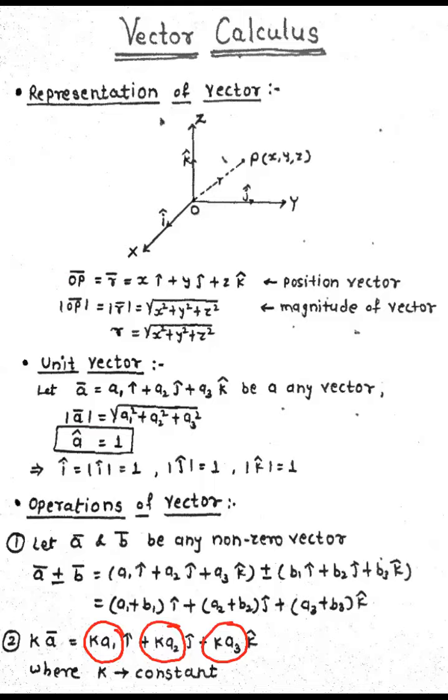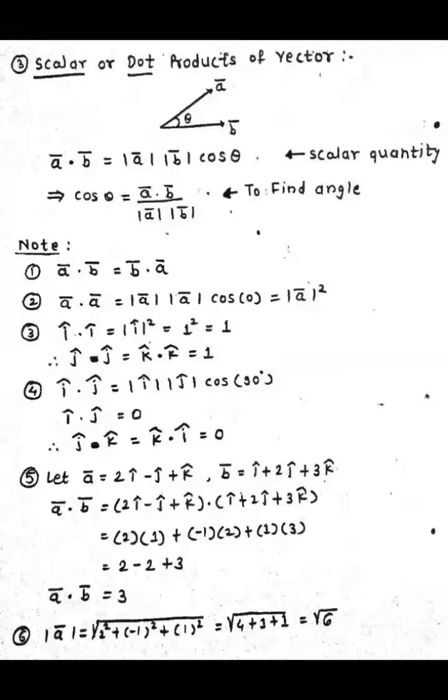Now similarly, consider the third operation of vectors, which is a product. Now student, just focus on this operation of a vector because it is a very important part of vector algebra. Now that product of vectors is called the scalar product or the dot product.